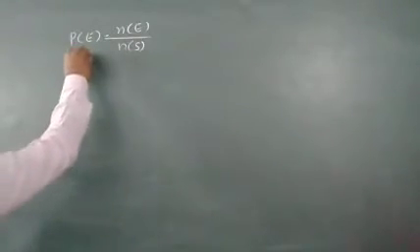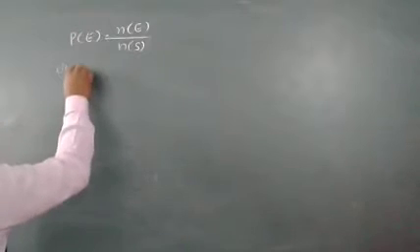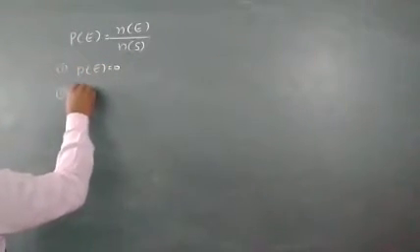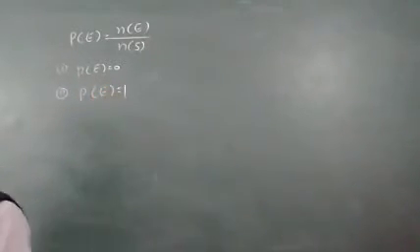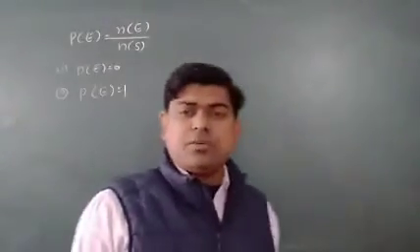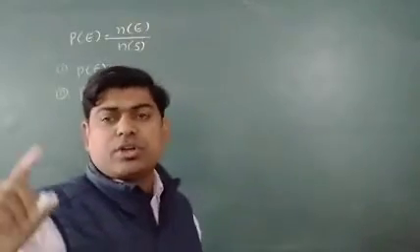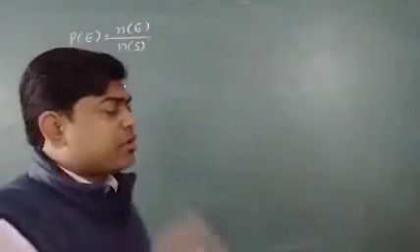If E is an impossible event, then the probability of E is 0. Second, if E is a sure event, then the probability of E is 1. Only these two cases are well defined where probability is 0 or 1. Otherwise, probability will always be more than 0 and less than 1.